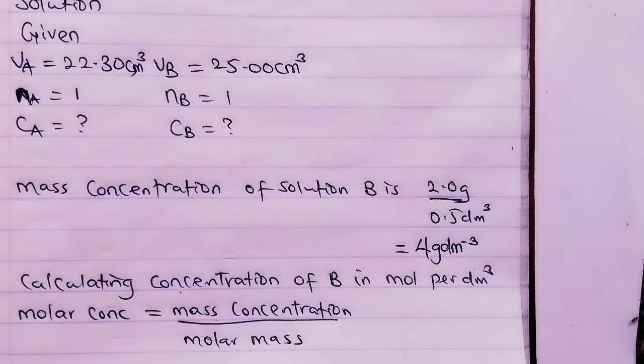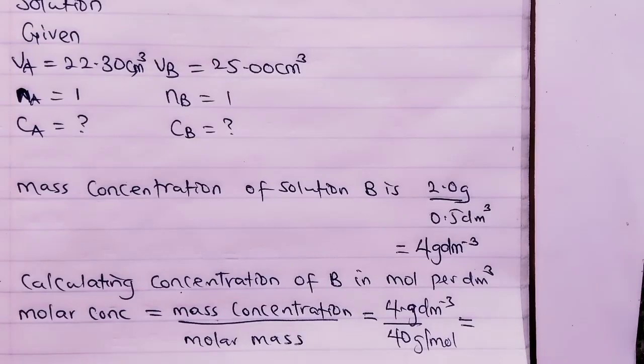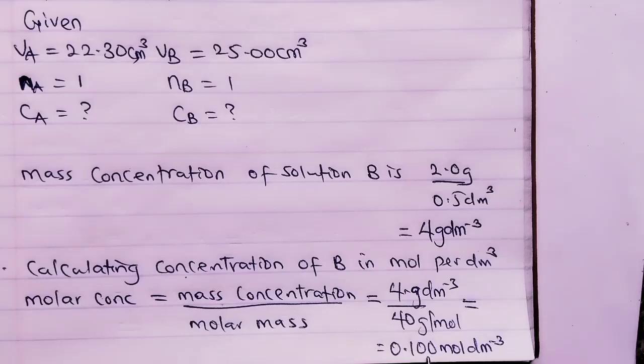Now our mass concentration is 4 gram per dm cube, but the molar mass of solution B, which is sodium hydroxide, is gotten by 23 plus 16 plus 1, which is going to give us 40. So we insert the values and we will have the answer, 0.1 mole per dm cube. You may be wondering, why do I insert these 00 when it is not actually important? It is because I'm working with 3 significant figures. That's why I still include these 00s, even though it's not actually important. But for this place, it needs to be there for it to be in 3 significant figures.